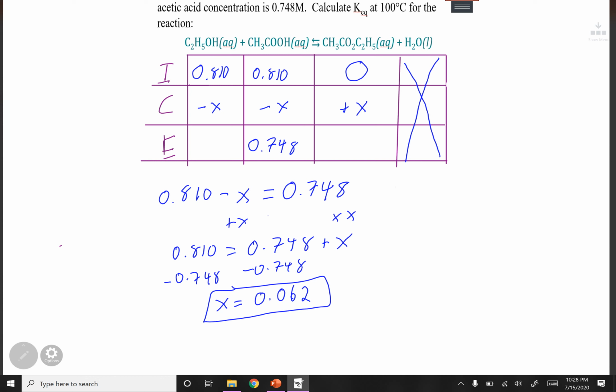Okay, so now what does that give us? That gives us this equilibrium concentration. And if you'll notice, we actually already know the equilibrium concentration of our alcohol because it's the same as our acetic acid. Because we're starting from the same amount, we're going down by the same amount, which means we'll have the same equilibrium concentration. So now we know everything we need to fill in our Kc expression.